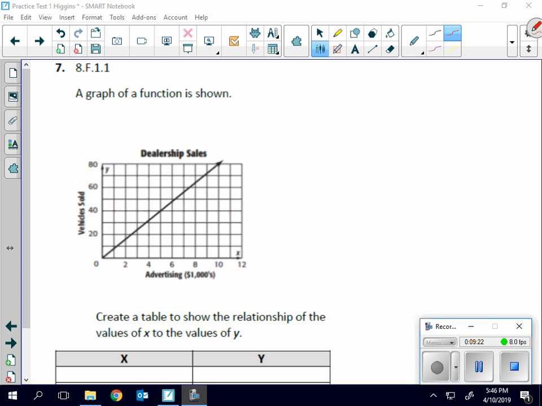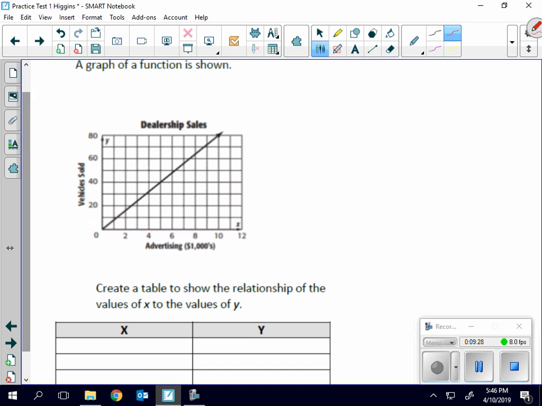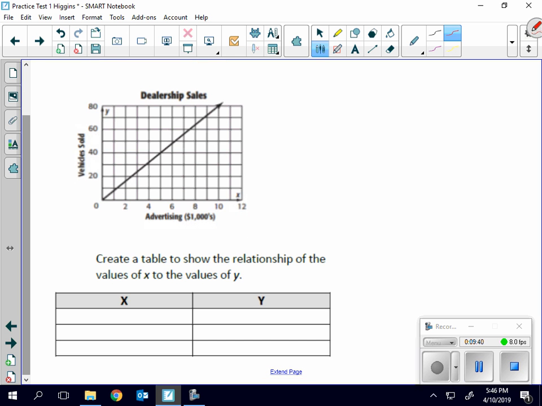All right, number 7, we have a graph. It's talking about some dealership sales. We have, I can't even read, vehicles sold on the y-axis and advertising on the x-axis. Okay, so what's going on? We want to create a table to show the relationships of x to y. All you're doing is making a table. You're going to pick any 3 points you can read because there's 3 columns, 1, 2, 3 columns here, and you're just going to put them in the table from the graph.